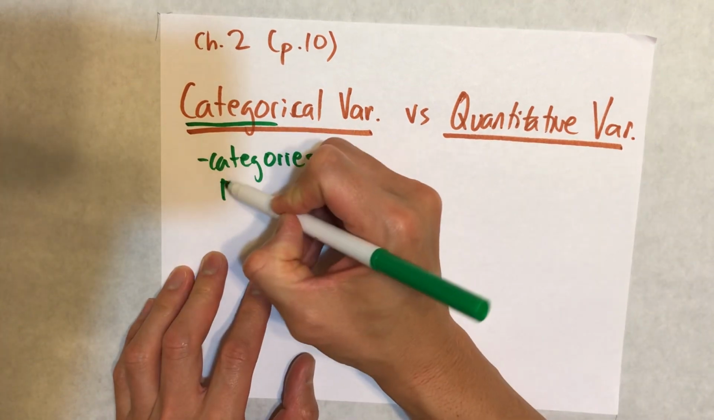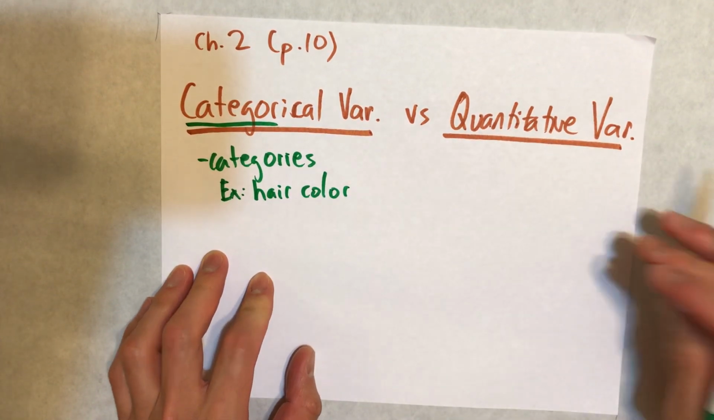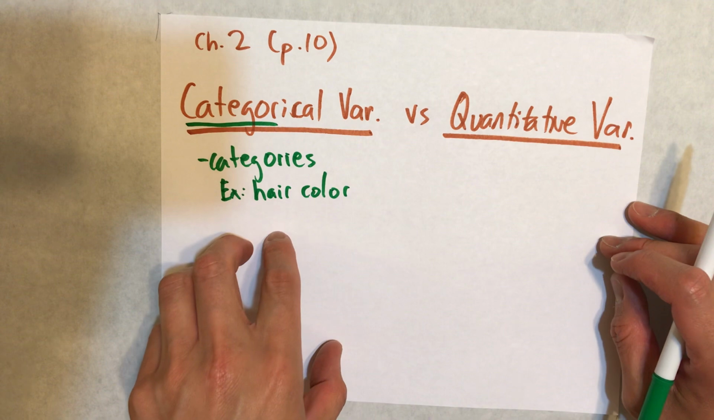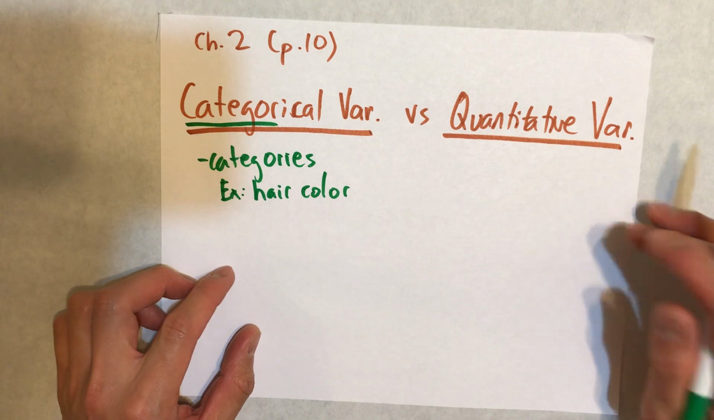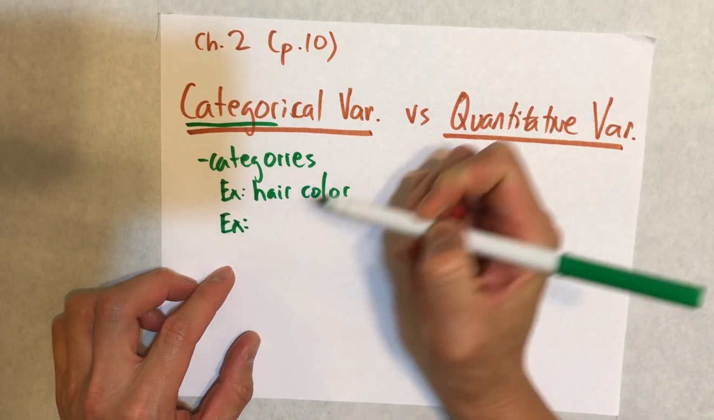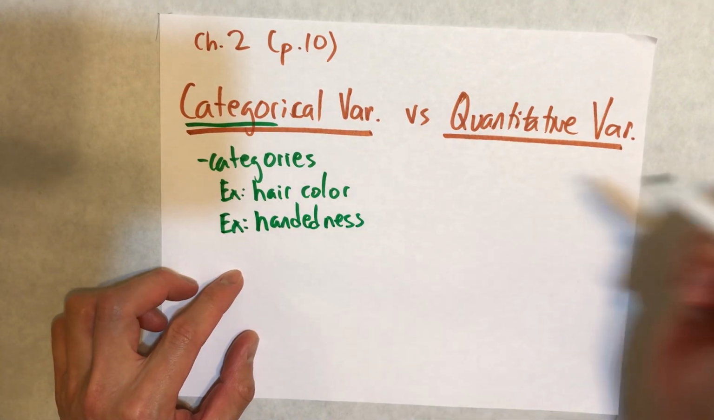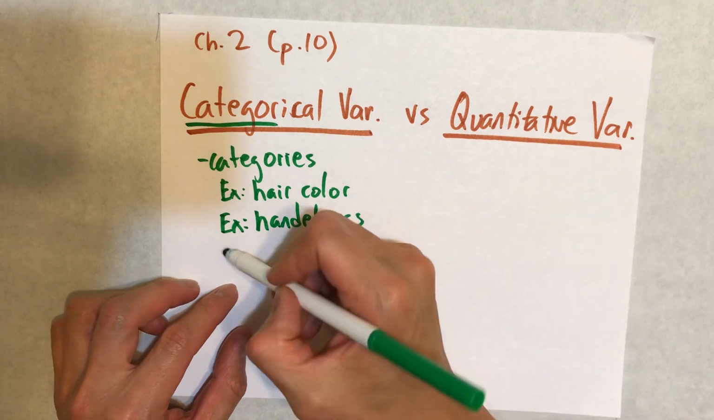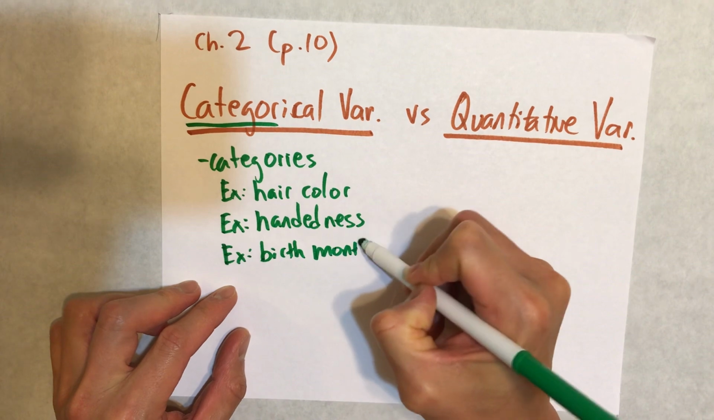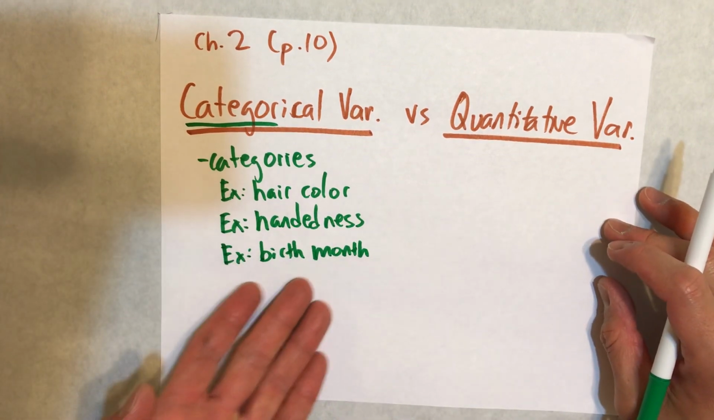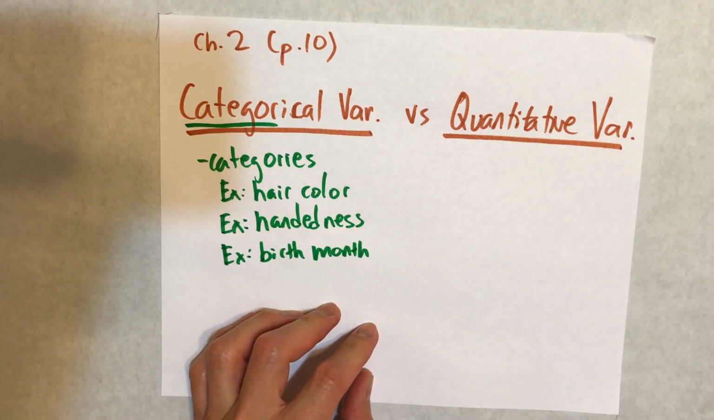So some examples would be like hair color: black, brown, blonde, purple, okay? Another example would be your handedness. Okay, are you right-handed? Are you left-handed? Are you ambidextrous? You could do your birth month. Okay, so they're all January, February, March. They're all just categories.